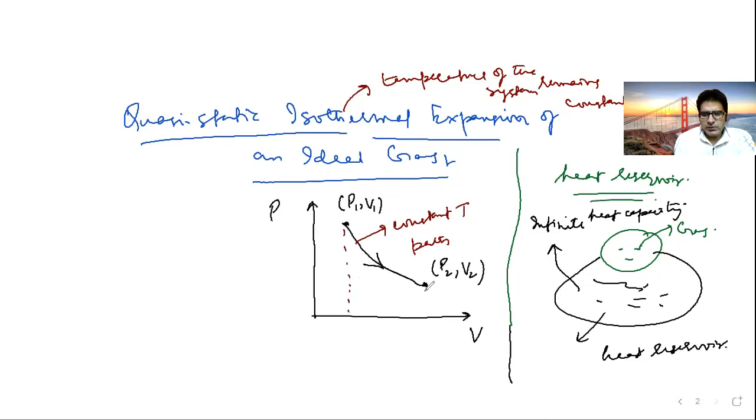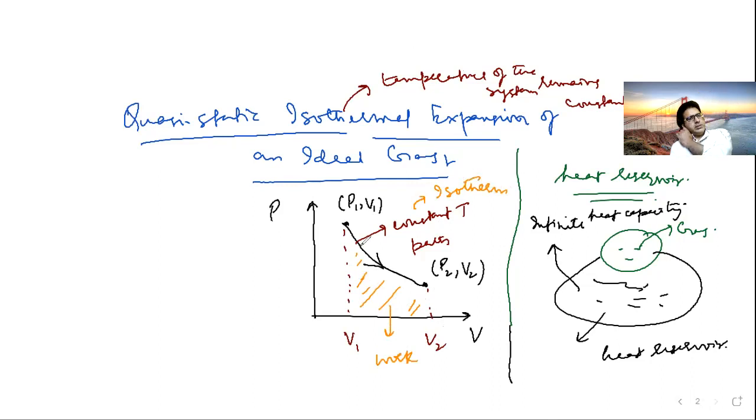This constant T path, and you know this area under the curve will be my work done. This area is the work. This is work, right? And this constant temperature path has a name. It is called isotherm. What is isotherm? It is that part in the PV diagram along which the temperature of the gas stays constant.